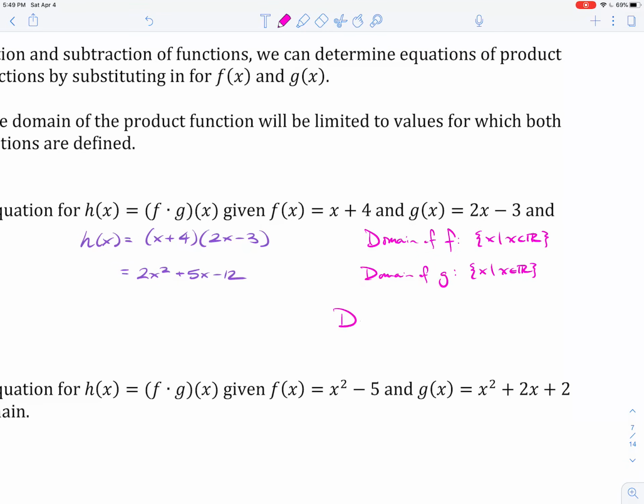And we can say the domain of h, their product function, is also all real numbers.